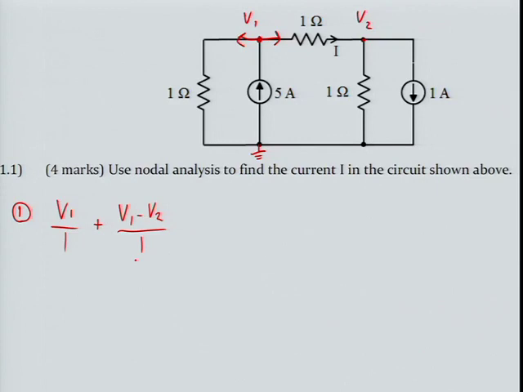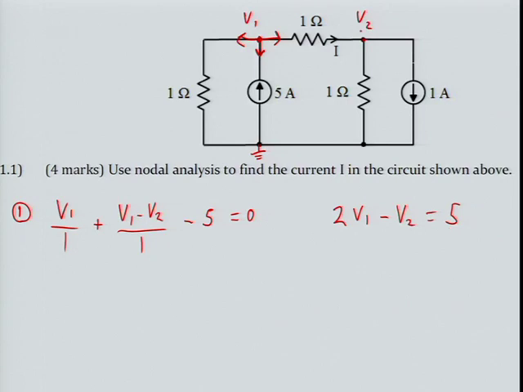I like the way the resistors have been chosen. You haven't got calculators, so the numbers start to be reasonable. And I have to add that current, which is minus 5, equals 0. Or in other words, 2V1 minus V2 equals 5. There's our first equation.